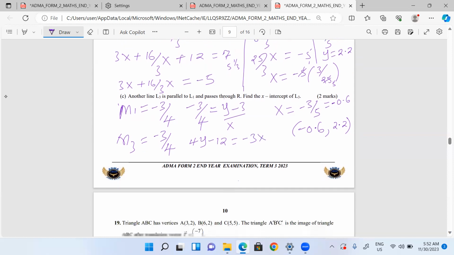Then now we are saying at the x-intercept, the value of y equals 0. At x-intercept, y equals 0. Therefore, at this point, we will say 4 into 0 minus 12 equals negative 3x. So that we may say negative 12 equals negative 3x, and the value of x when we divide through by negative 3 becomes positive 4. Therefore, the x-intercept of L3 is equivalent to 4.